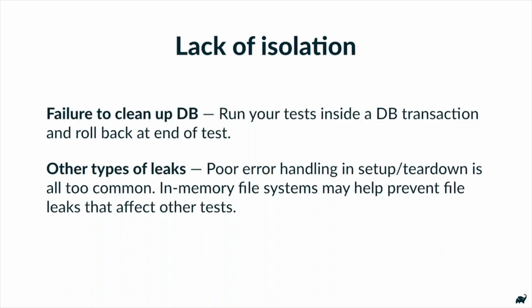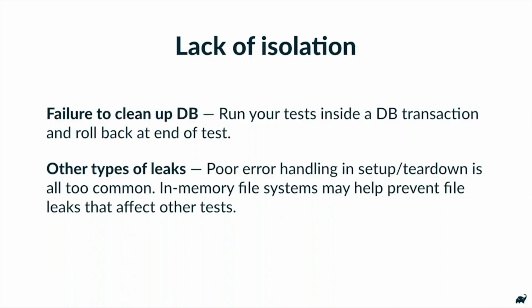A lot of flaky tests are caused by lack of isolation, and so oftentimes tests might fail to clean up their database. One strategy that I've seen effective is to run tests inside a database transaction and roll back at the end of the test. But for other types of leaks, you have to be especially sensitive to poor error handling in setup and teardown. A lot of times you don't see a lot of try-catches in setup and teardown methods. And in cases where you have file handle leaks, having an in-memory file system might help you prevent those leaks, such as lock files and things hanging around.